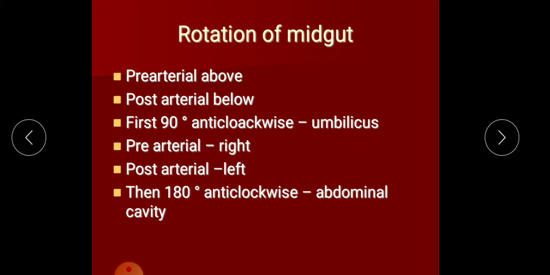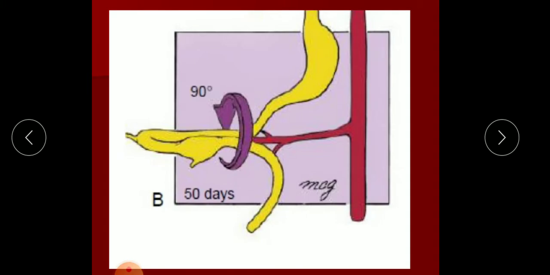Now we have finished the 90-degree anti-clockwise rotation. The next 180-degree anti-clockwise rotation will occur within the abdominal cavity. When the contents are herniating back into the abdomen, you find the next 180-degree anti-clockwise rotation. That is how you get the initial 90 degrees anti-clockwise when it was outside in the umbilicus, and as it returns, the next 180 degrees anti-clockwise. So this is the first rotation: the first 90-degree anti-clockwise rotation has occurred, and this pre-arterial segment is lying on the right side, while the post-arterial is lying on the left side. So the first 90 degrees of rotation is over.